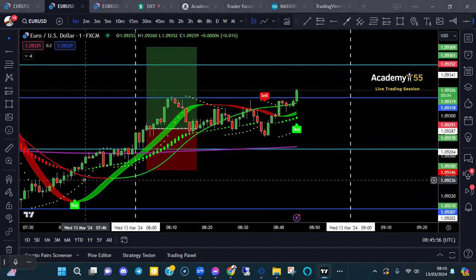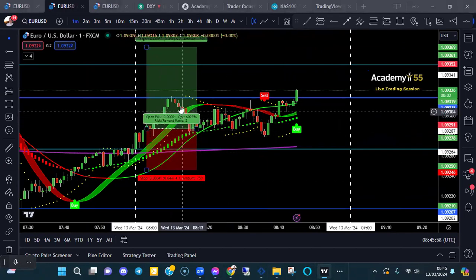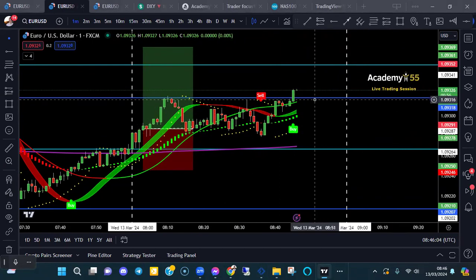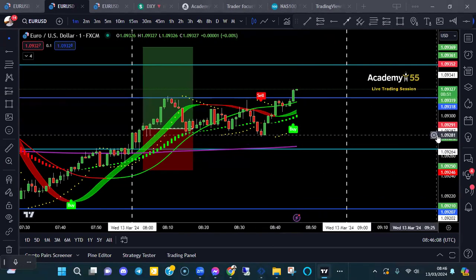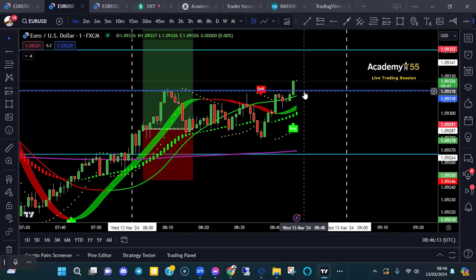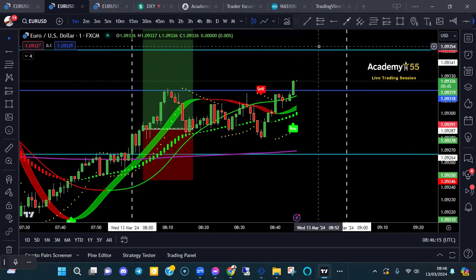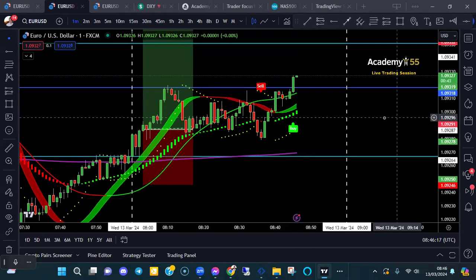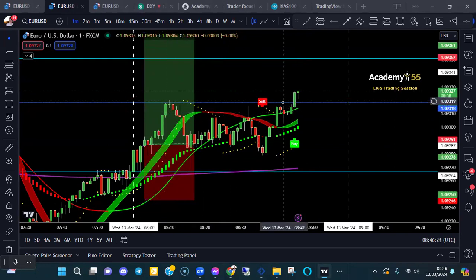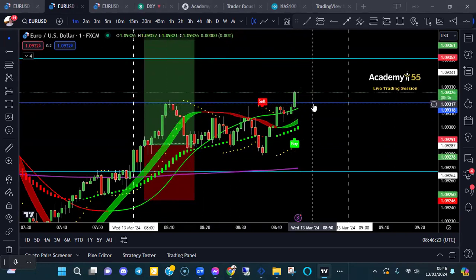Okay, so that's good. Now they've broken this area here, so this line here can now act as support. Hopefully it will act as support. In other words, price could come down, bounce off this line, and then carry on back up again. It may do that because it's been resistance for so long. And now this line can act as support, which is good news for us.